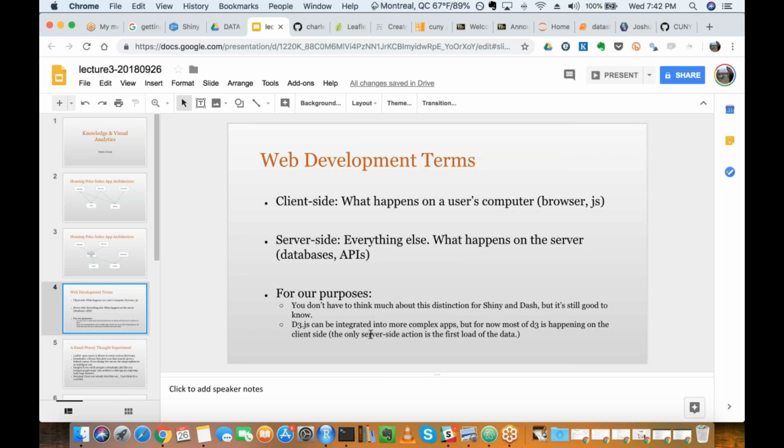And for D3, when we do begin getting into that, D3 is a JavaScript library. So it can be integrated into more complex apps, and you could really fine tune what you want your client and server side to be. But D3 is mostly happening on the client side. For most of the apps that you're building, you're going to bring in a CSV and display your data there.